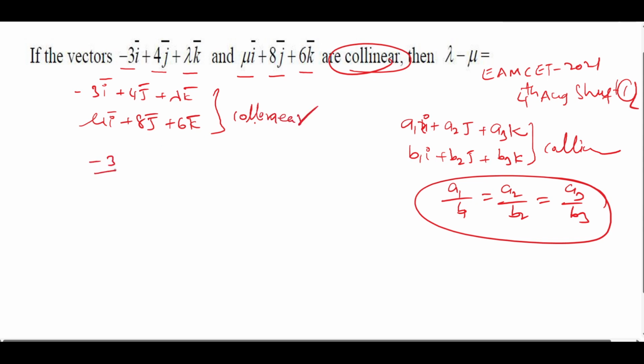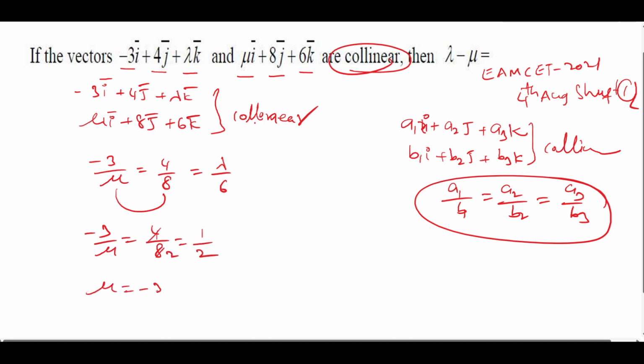That is minus 3 by mu is equal to 4 by 8 is equal to lambda by 6. Equating these two, minus 3 by mu is equal to 4 by 8, which is 1 by 2. So from this, mu is equal to minus 3 into 2. So mu value is minus 6.